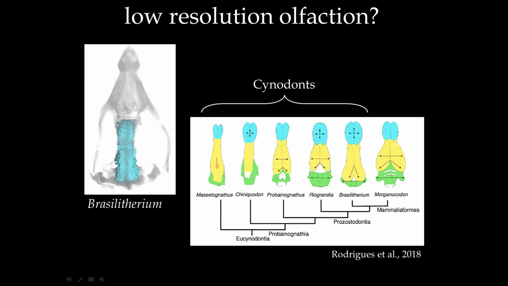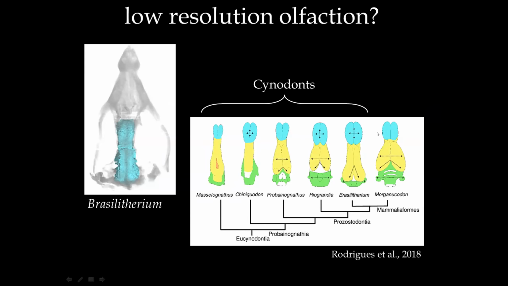In that particular case, in Brasilitherium, it's very striking because the olfactory bulbs are almost as big as the hemispheres of the cerebrum. And now we have a very nice transitional series where we can follow all the transformations of the brain in cynodonts up to the morphology that we see in mammalia forms. Morganucodon is known as one of the earliest mammalia forms for which the brain has been documented.